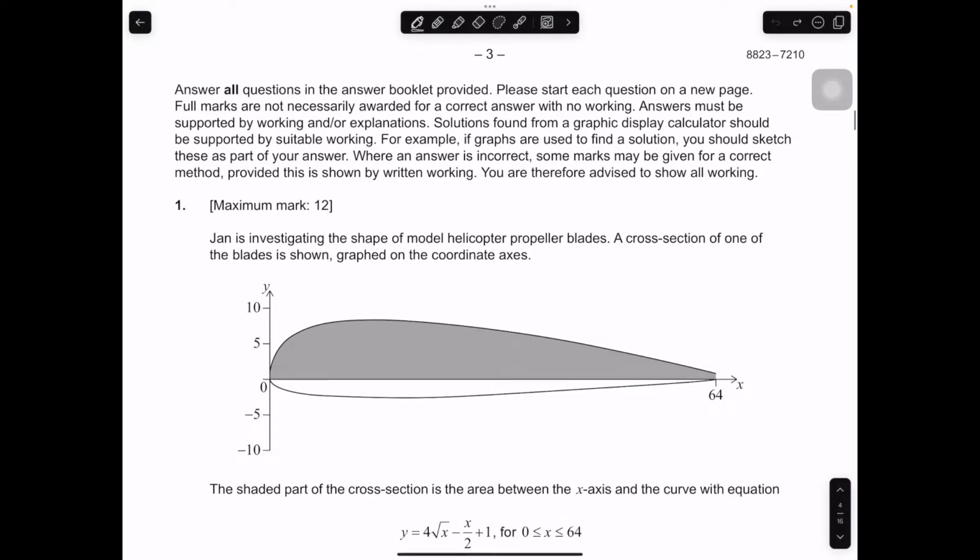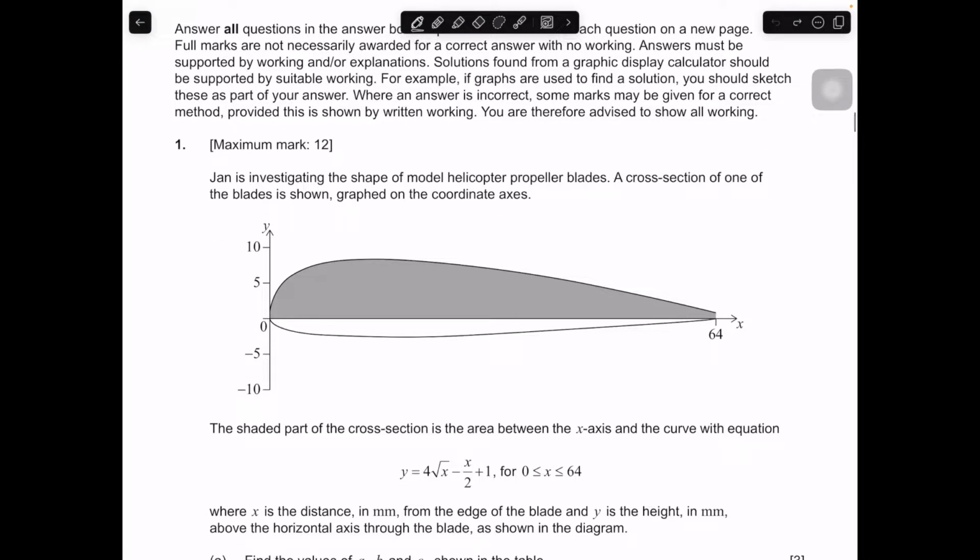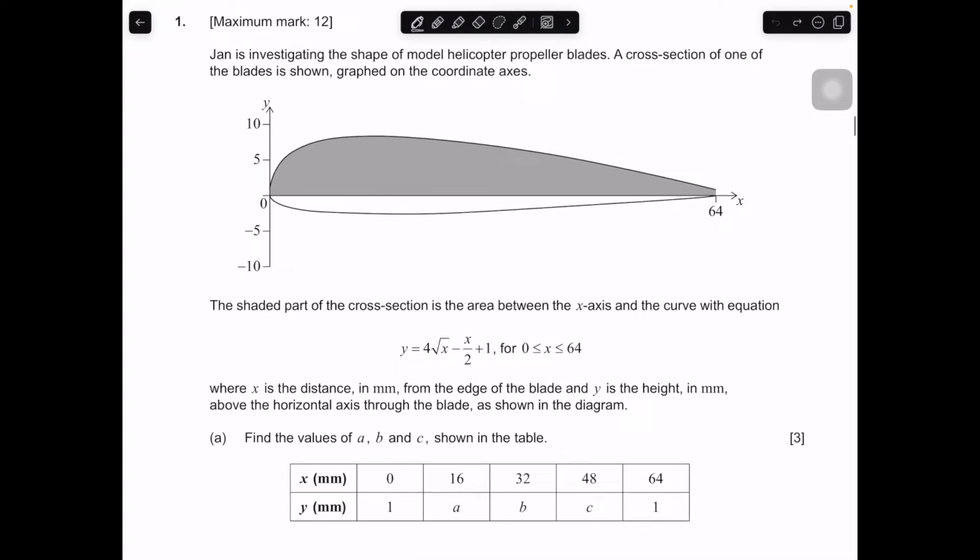Okay, first question is a 12-mark question. Let's read it. Jan is investigating the shape of model helicopter propeller blades. A cross-section of one of the blades is shown, graphed on the coordinate axes. The shaded part of the cross-section is the area between the x-axis and the curve with equation y is equal to 4 root x minus x over 2 plus 1.